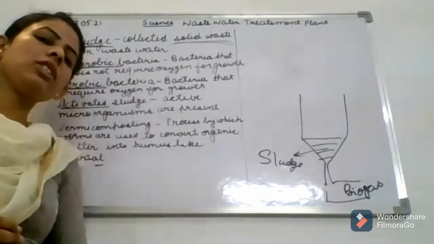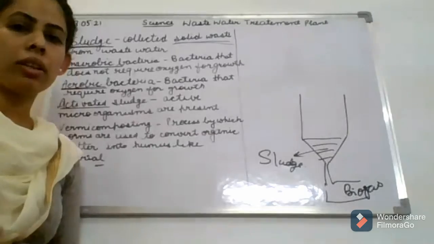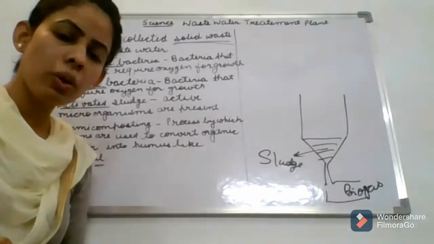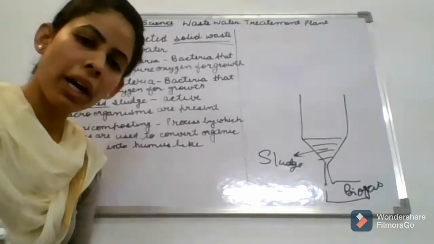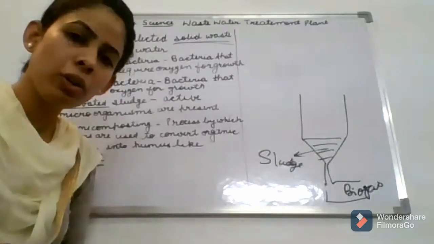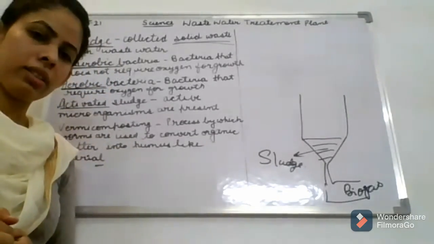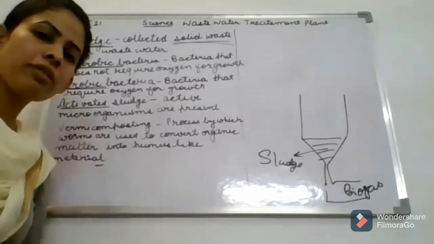The sludge that is obtained is used to make manure, and we can also obtain biogas, which we can use to produce electricity. It can also be used as a fuel.